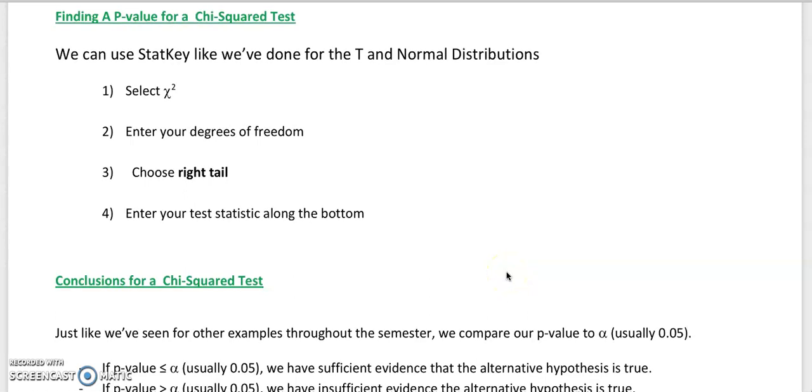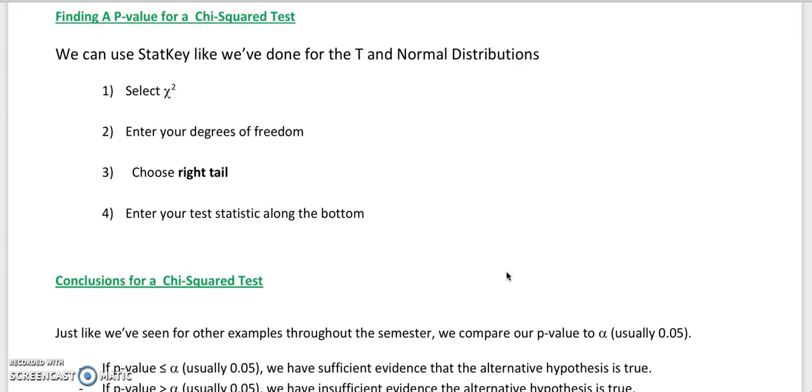For this part of the notes, we're going to look at how to find a p-value and then what sort of conclusions we can make for this chi-squared test where we're investigating whether there's a relationship between our two qualitative variables. So we're going to use StatKey to find our p-value, and then later we'll learn how to do this in SAS as well.